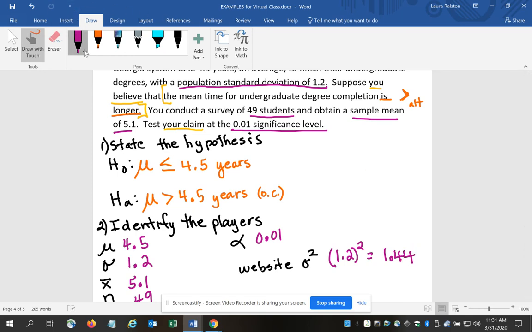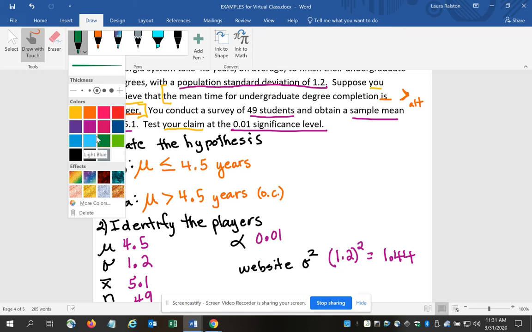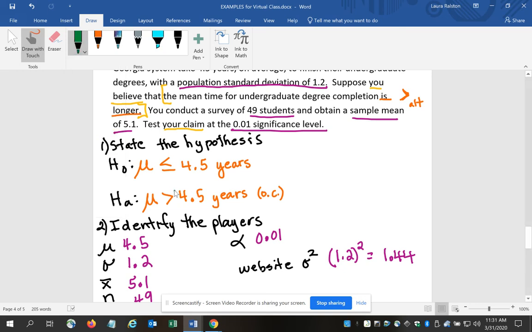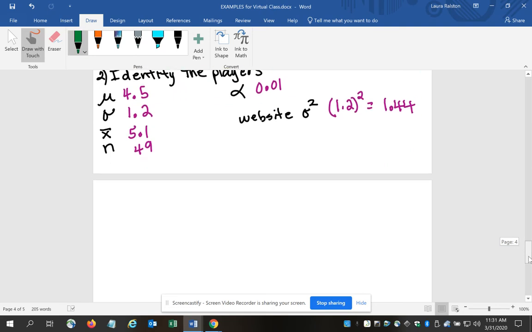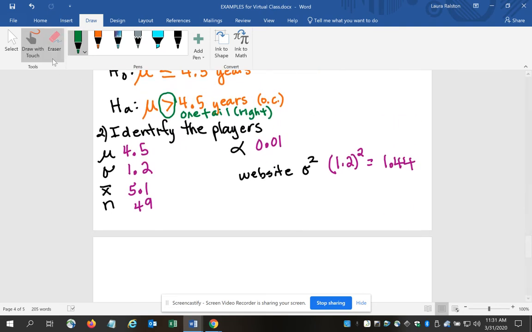We also need to decide whether we have a one-tailed test or a two-tailed test. Again, we do that by looking at the symbol in the alternative hypothesis. This one is greater than. It's only greater than. So that is a one-tailed test. There's only one option. And to be specific, it's a right-tailed test. Then I'm ready for step 3.